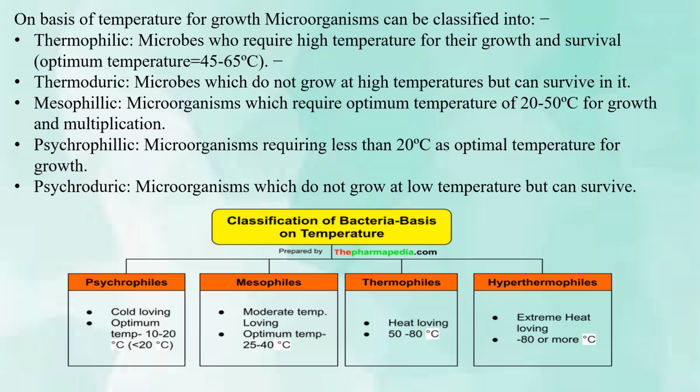Then what are mesophiles? That is a moderate temperature loving group; the optimum temperature should be 25 to 40 degrees. You can think of our temperature where we are, Visakhapatnam temperature. The thermophiles are heat loving; they can withstand high temperatures like 50 to 80 degrees. And hyperthermophiles means extreme heat, 80 degrees or more than that. They are called hyperthermophiles. So these are classified into different parts. That is about the temperature of growth of microorganisms.